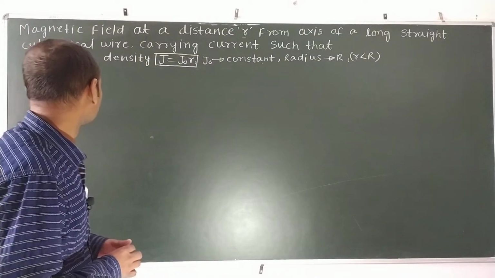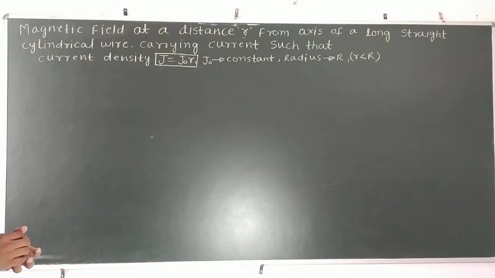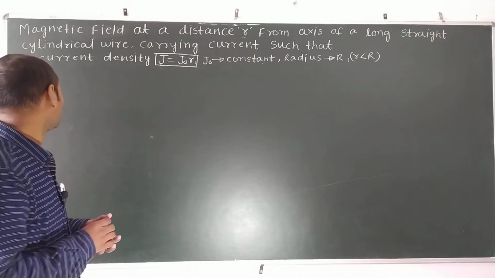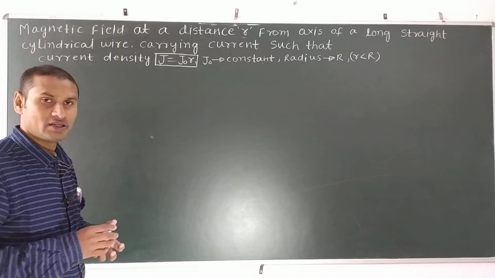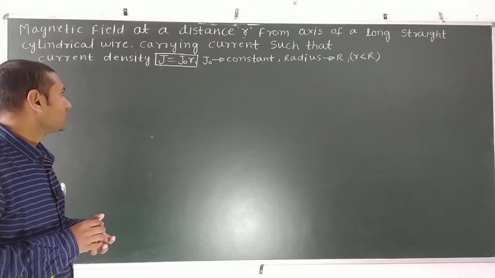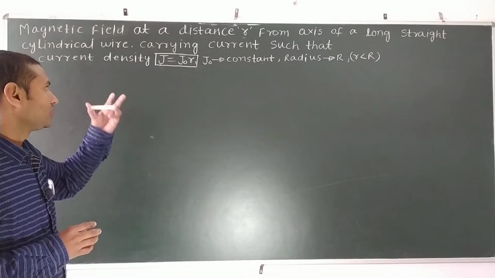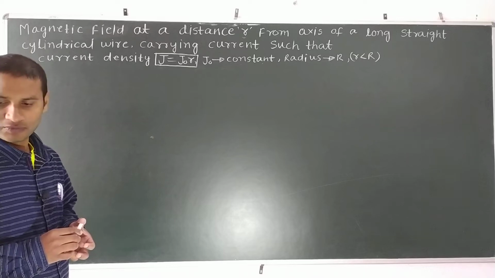Today we are going to discuss a topic: the magnetic field at a distance r from the axis of a long straight cylindrical wire carrying current, such that the current density is given by J equals J naught r, where J naught is a constant and r is variable. Here, r is less than R.